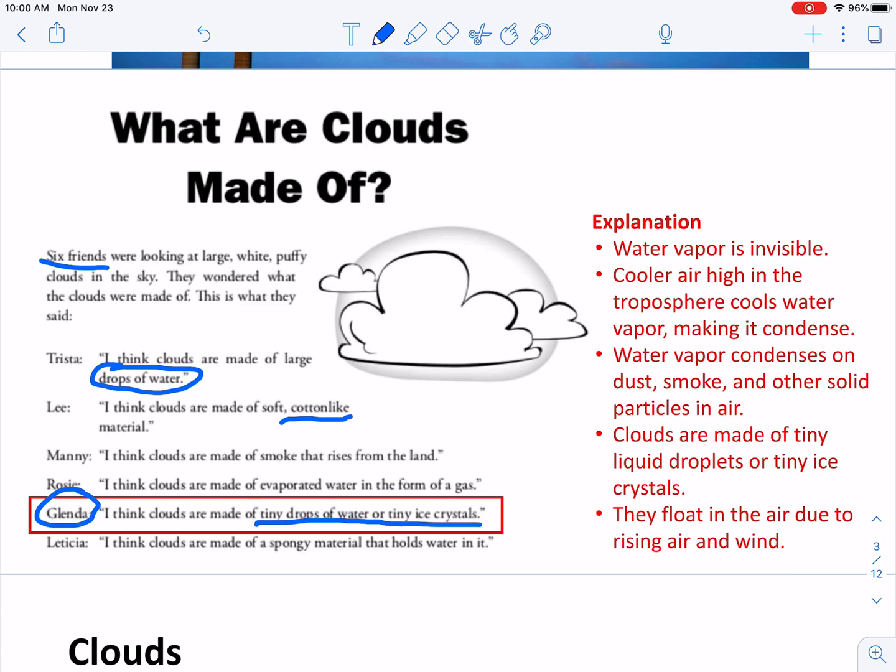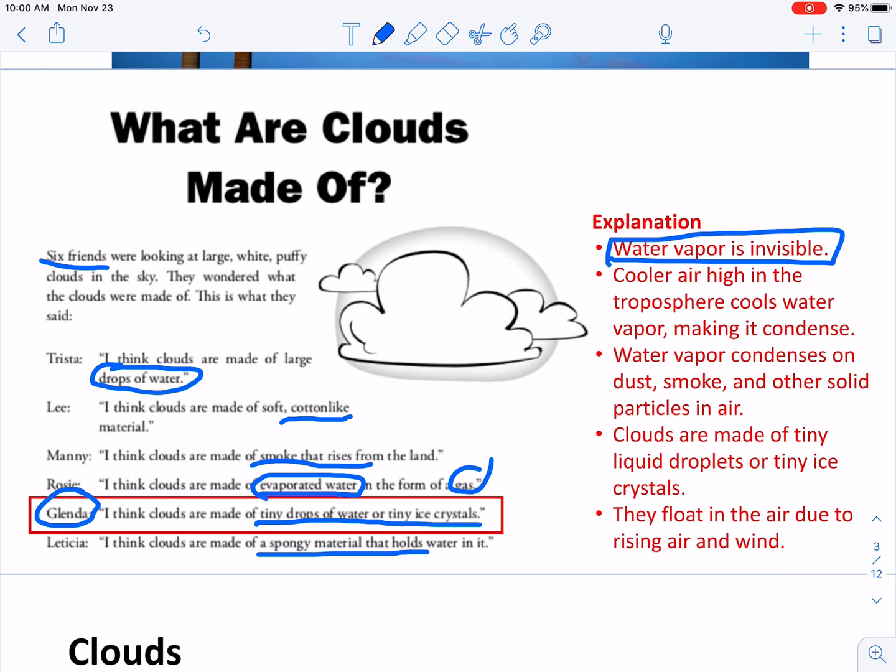I think clouds are made of smoke that rises up. Smoke definitely contributes to them forming, but you're not actually seeing smoke, else we would be smelling the smoke from the clouds. Made from evaporated water in the form of a gas. This is probably the most commonly misunderstood thing. Water vapor is invisible. If this were true, you wouldn't be able to see clouds at all. And I think clouds are made of spongy material that holds water. No, that's the air, which again we can't see. And again, airplanes wouldn't be able to fly through clouds if they were made of spongy material. Water vapor is invisible. You cannot see it.